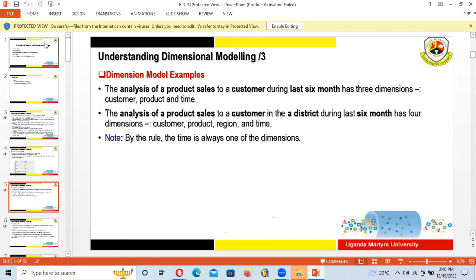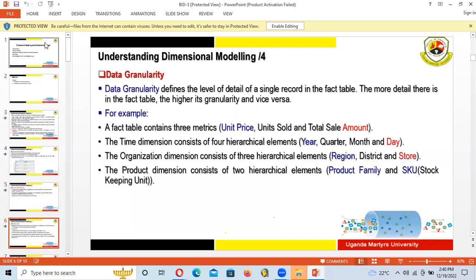customer, product, and time. The analysis of product sales to a customer in the district during the last 6 months has 4 dimensions: customer, product, region, and time. Note, by the rule, time is always one of the dimensions.